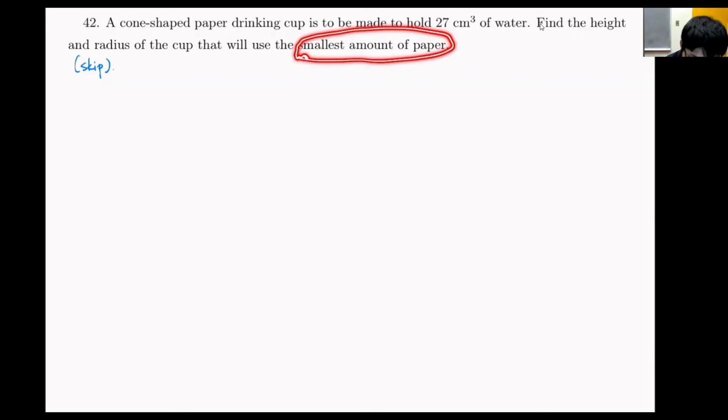But let me actually work with the formula first, and then let's discuss how to obtain the formula a little bit later. So let me start by introducing notations. Let R be the radius of the base of the cone, and let H be the height of the cone.